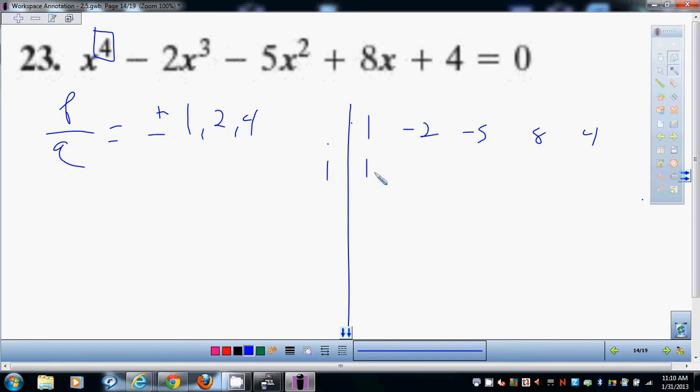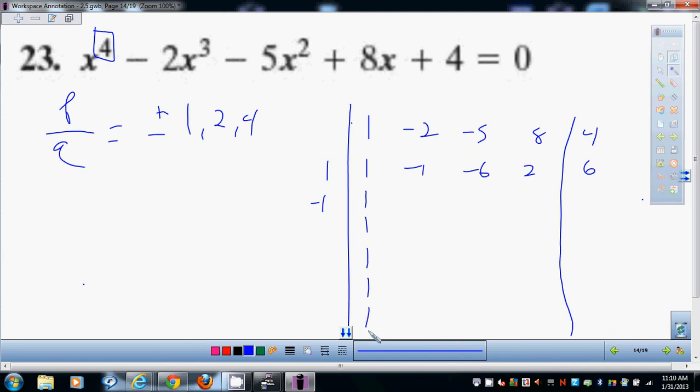Okay, I'll do this. Let's try negative 1. Now the 1s are all going to come down. No matter how many times we do this, the first number just comes down. Negative 1 plus negative 2 is negative 3. Positive 3 plus negative 5 is negative 2. Positive 2 plus 8 is 6. Negative 6 plus 4 is negative 2. Sad face.